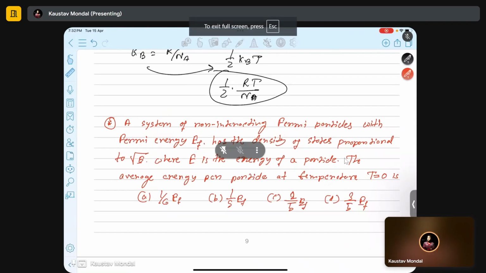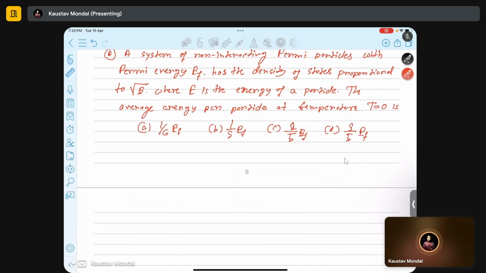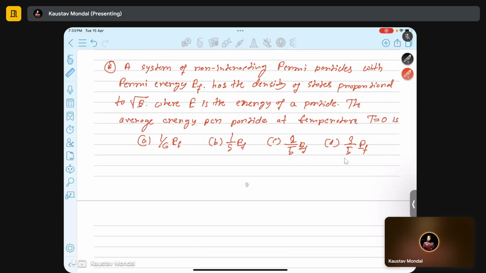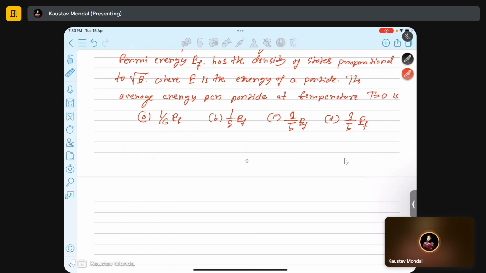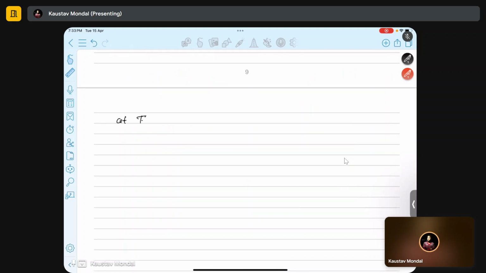So how to do this? First, in general we have the total number of particles. The thing we have to calculate is at temperature equal to 0, T equal to 0. Now the thing we know is that at temperature equal to 0, let's suppose this is the energy level.